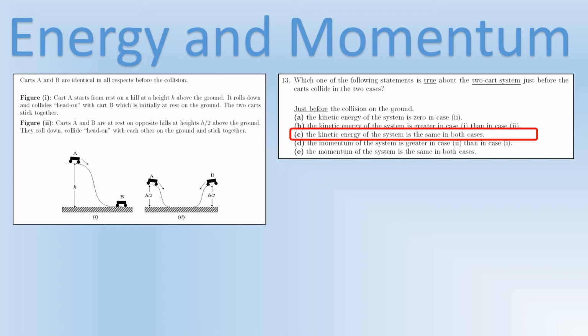Okay, so the correct answer is the kinetic energy is going to be the same in both cases, and the reason is the starting GPE is the same in both cases. So we can see that A in the first example has a height h, and in the second example, both of them have heights of h over 2, so their GPEs add together to give the same, therefore their kinetic energy must be the same.